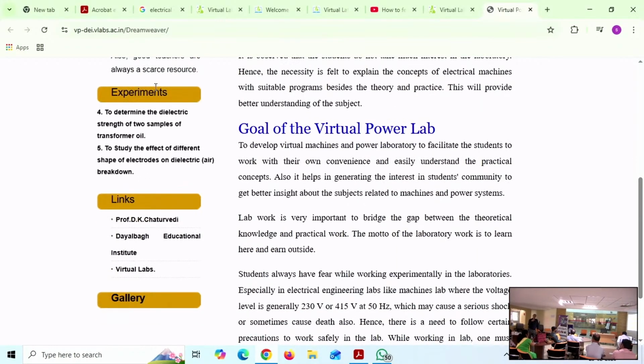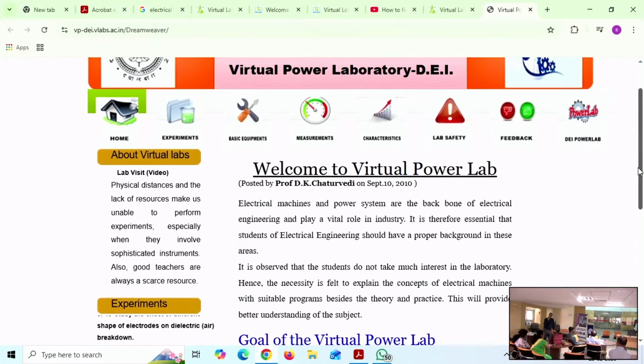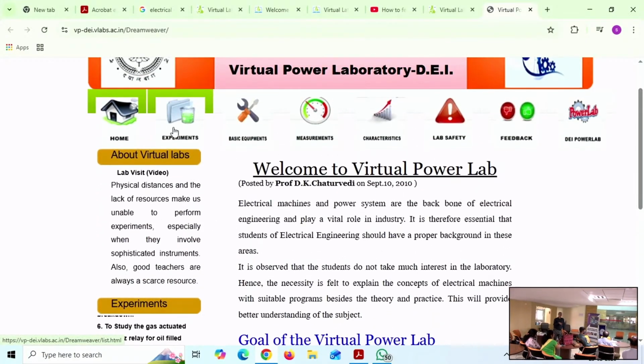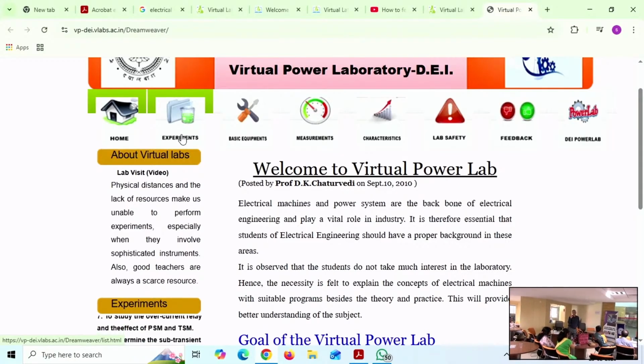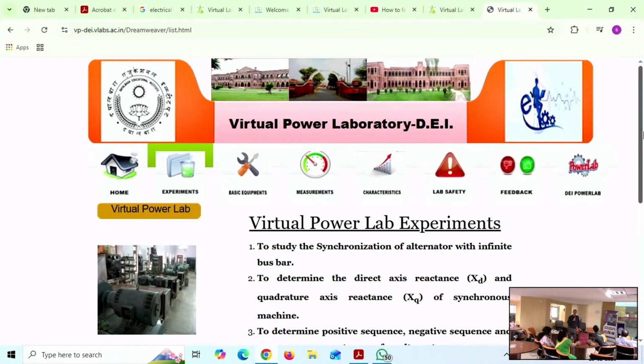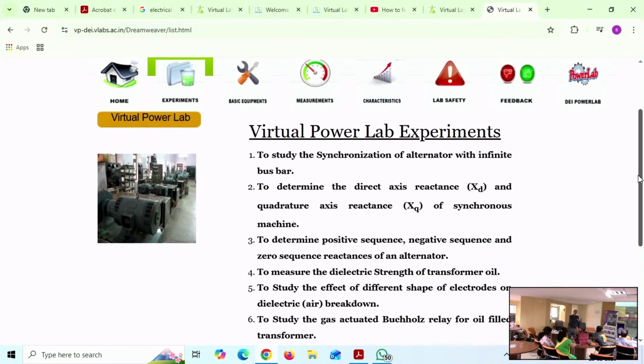Even other virtual labs you can see from College of Engineering Pune. Even Amrita University has its own virtual lab. So they have gone into every branch of engineering, not only electrical. So this is a single platform. You will get so many varieties of things.